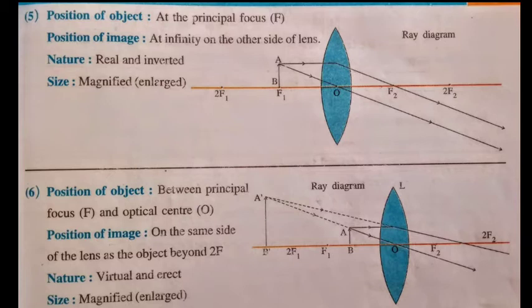Another condition of the object: we can put the object between F and the optical center, meaning between the principal focus and optical center. In that case, here also the object is very near to the lens. According to the ray diagram and the law of refraction, one ray, as you can see from the figure, passes through the optical center O, and the other ray passes between F2 and 2F2.